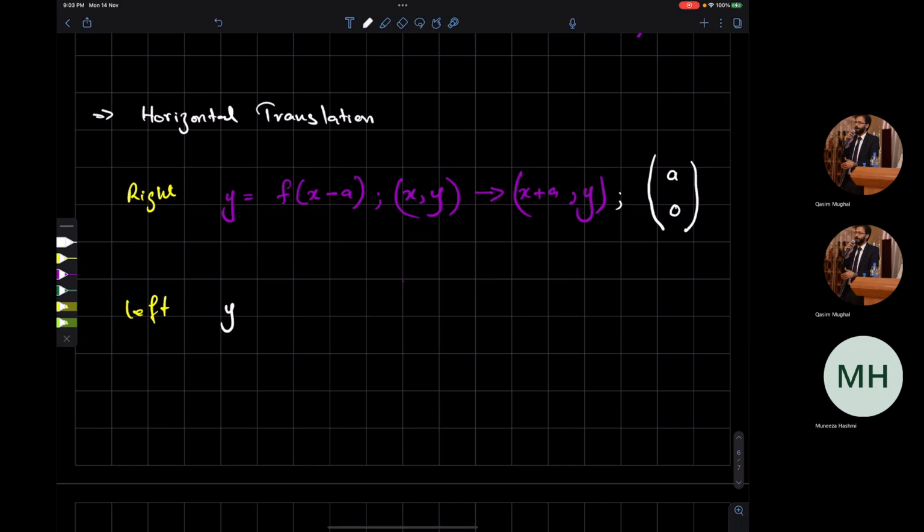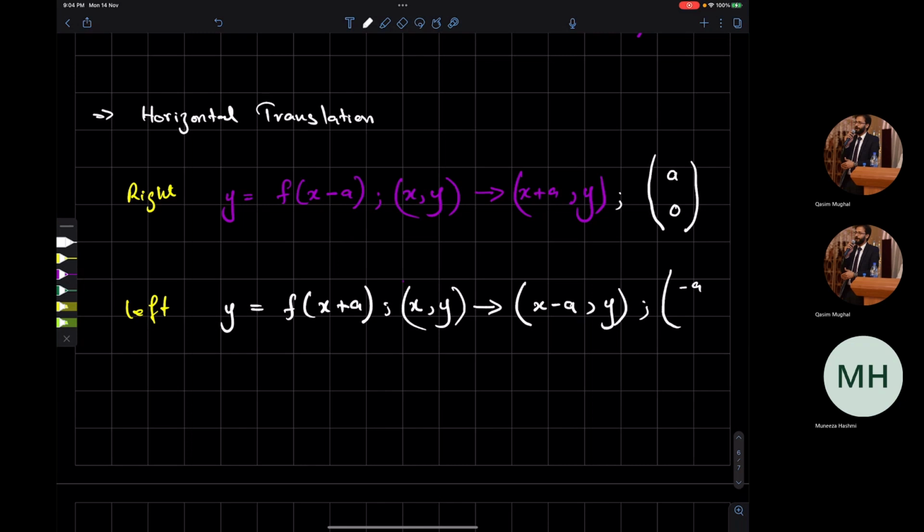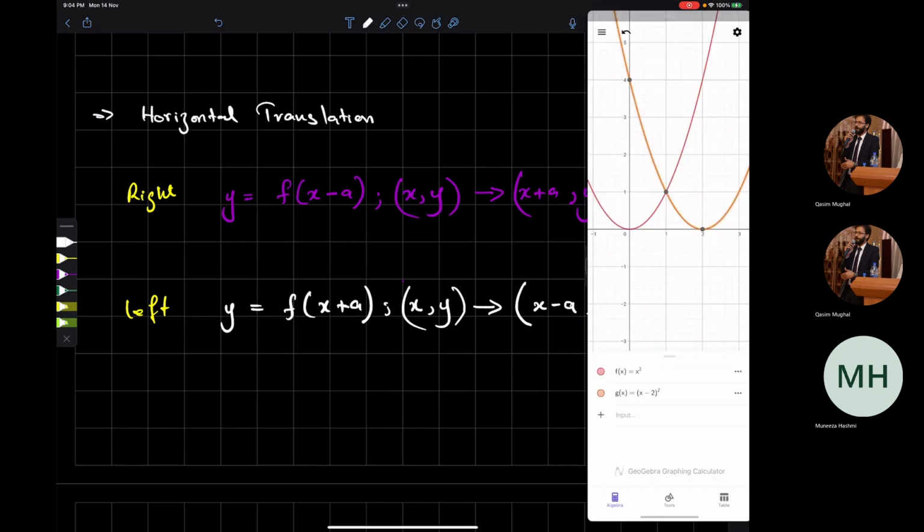All right, now if you want to move the graph towards the left, then you will be adding that many points into its x. So if you have the original point as x, y, you're adding the steps into its x, so the graph will be moving towards the left by that many steps. So that is why I'm subtracting in its x coordinate. And the vector is going to be minus a and 0. Let me just show you the graph of it.